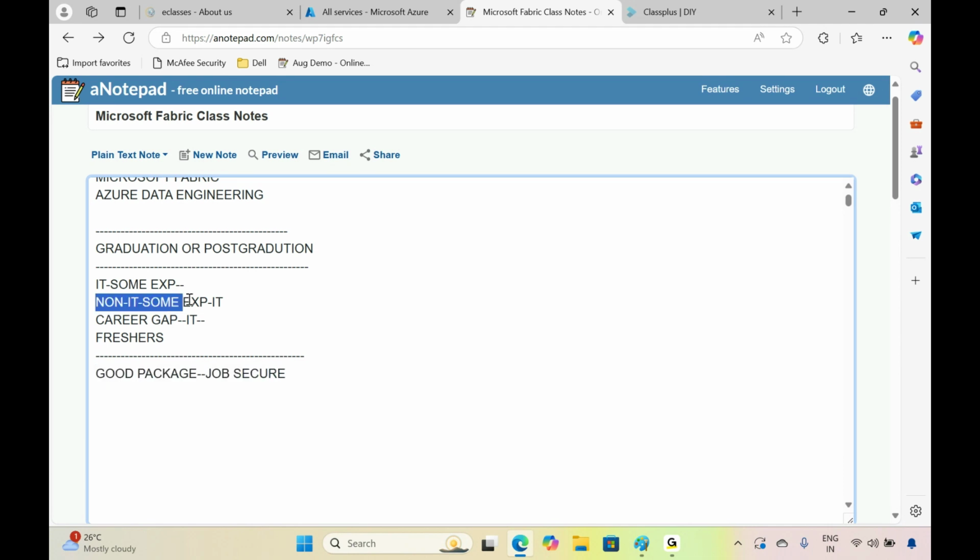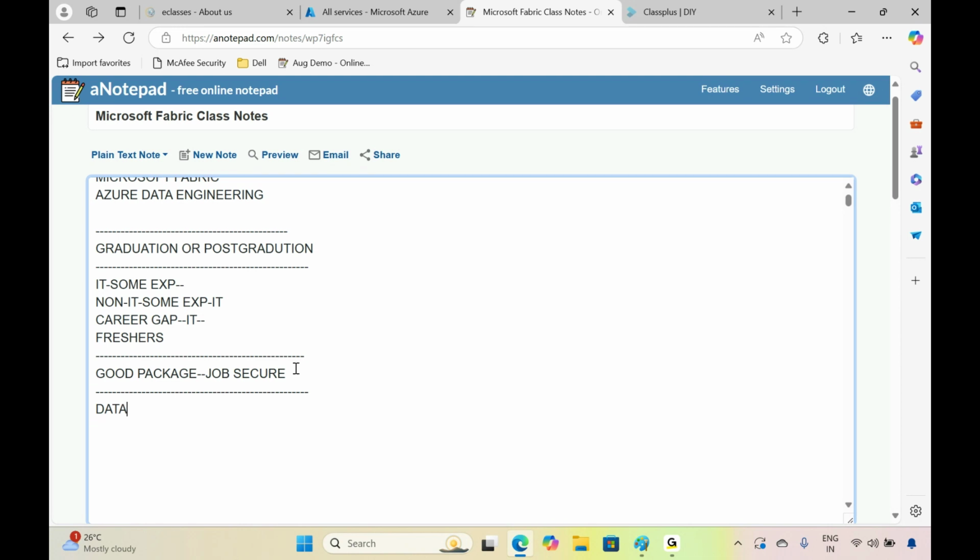Non-IT people definitely want to switch their career because there are lower packages in non-IT. And the career gap people also want to enter the IT industry, so they have to learn the best technology currently in the market. So how do we identify the best technology in the market? As per my knowledge, currently in the industry, the importance of data is increasing day by day. Am I right or wrong? Everywhere data is being generated.